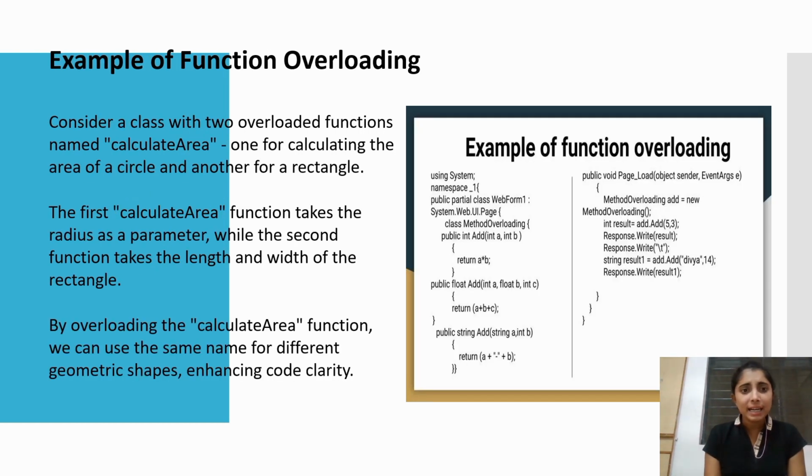Consider a class with two overloaded functions named calculate area. One is to calculate the area of a circle and another for a rectangle. The first calculate area function takes the radius as a parameter, while the second function takes the length and width of the rectangle. By overloading the calculate area function, we can use the same name for different geometric shapes, enhancing code clarity. This is the example of function overloading.